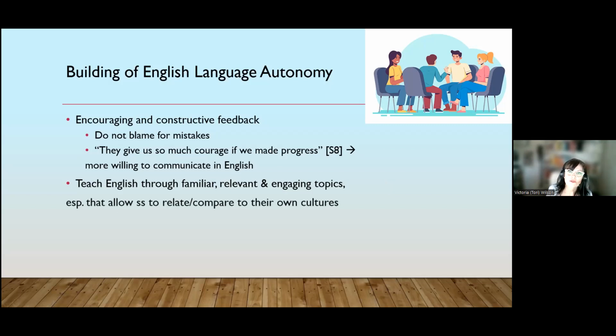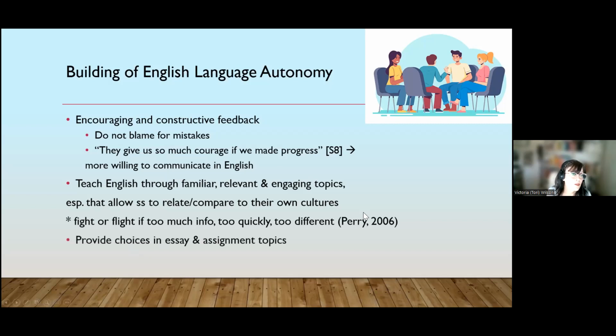It's especially useful if students have content that allows them to relate it or compare it to their own cultures, and I'll talk more about that later. We also know from neuroscience that the human brain, if it's given too much information too quickly and that information is too different, then it goes into fight or flight. And that's not just for the traumatized brain, but the human brain in general. So it's so important to have that link with familiar material because they're already dealing with unfamiliar language.